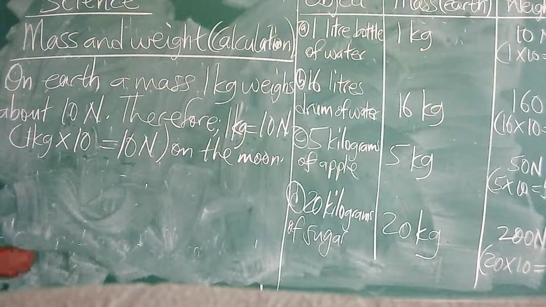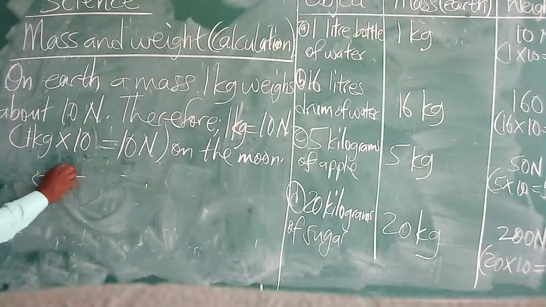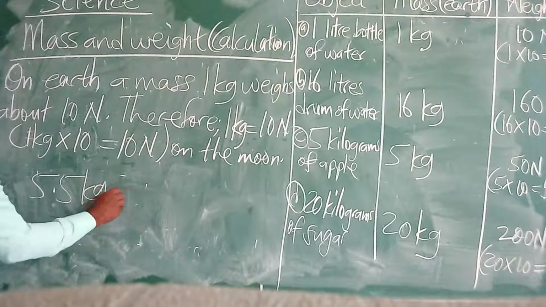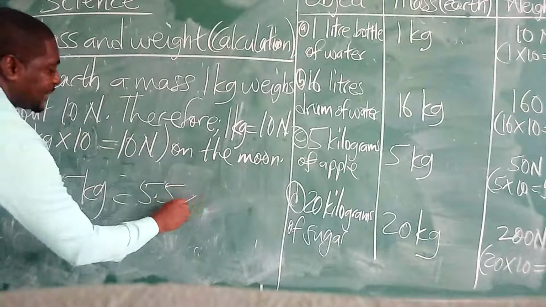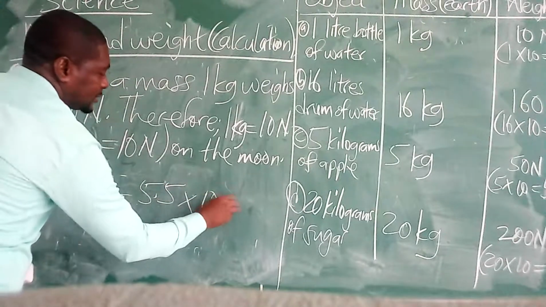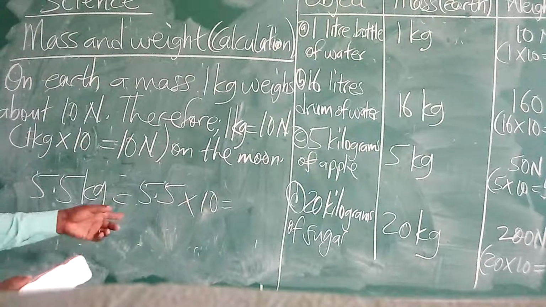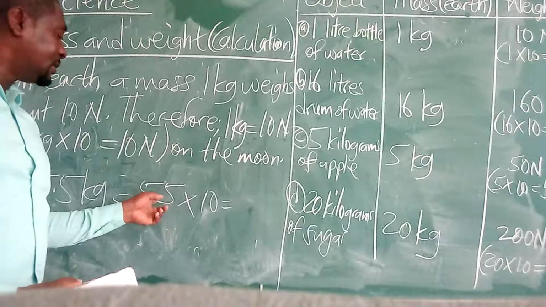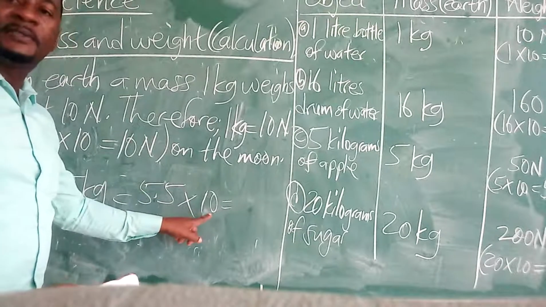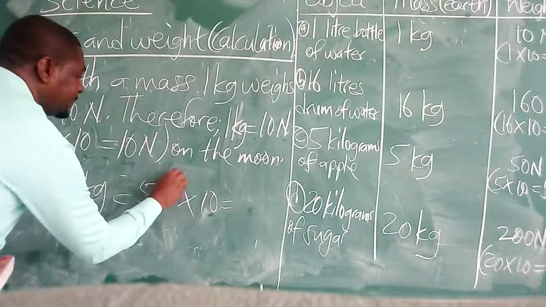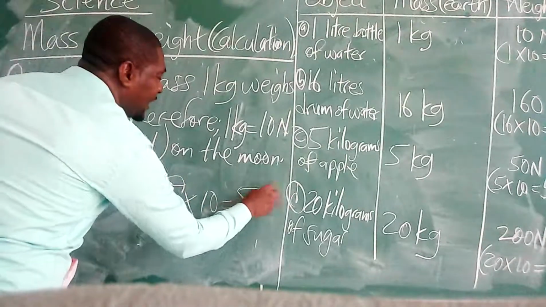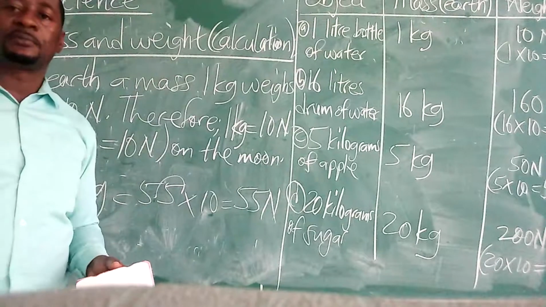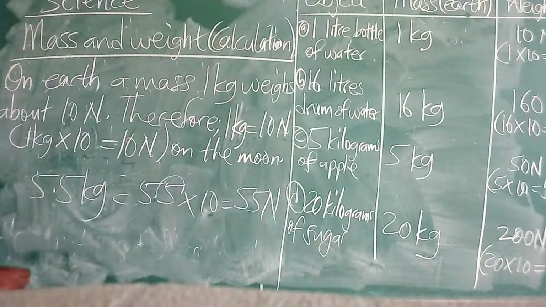The same thing. If you have, let's say, 5.5 kilograms, that's the mass on the earth. You are going to write 5.5 times 10. So 5 times 5. Here, since we have a point inside, then we have times 10. So the point will move to this place. So the answer will be what? 55 Newton.